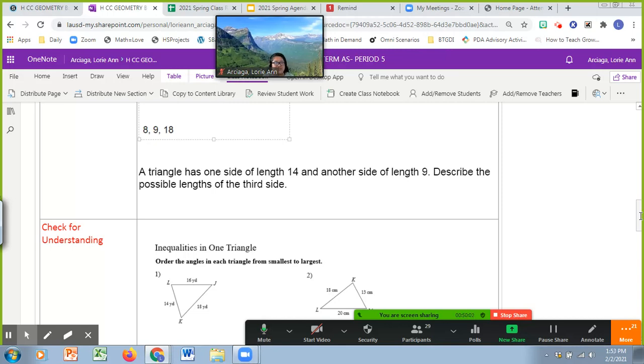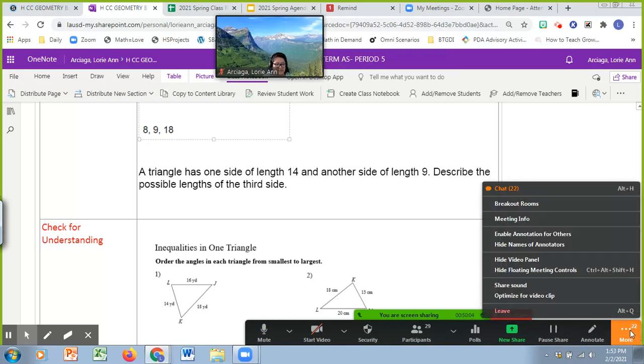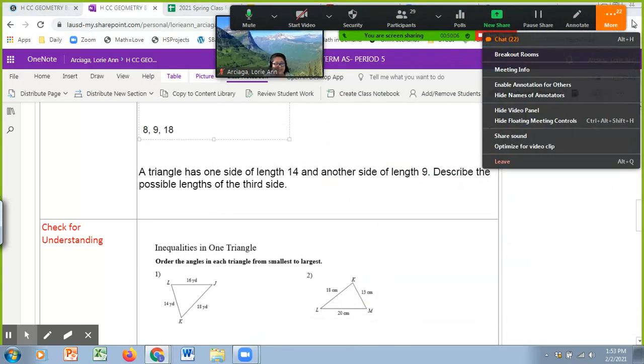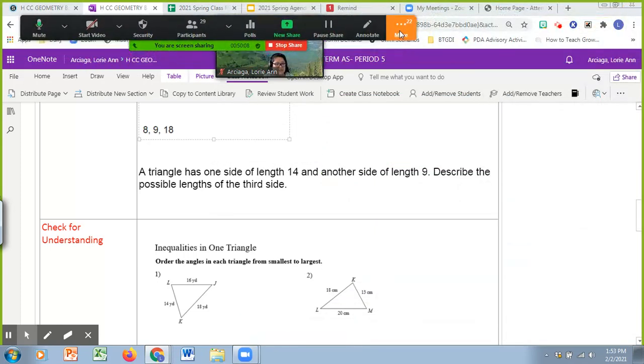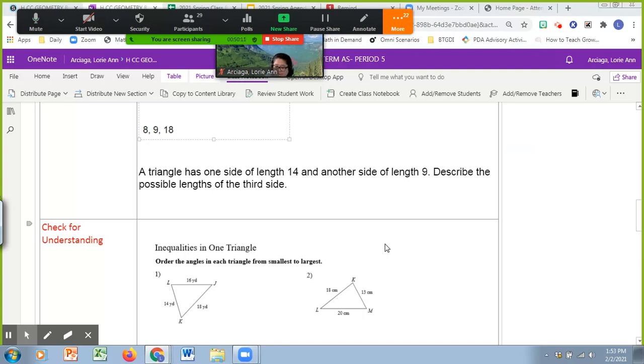Okay, how do we do that? Anything greater than 23? Meaning, if the third side is x, you're guessing x should be greater than 23. Any other answer?